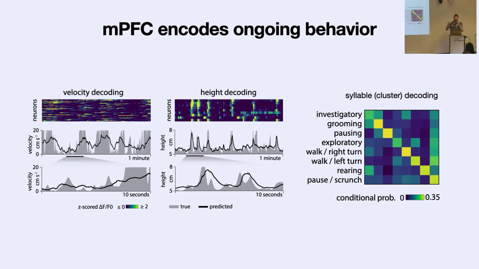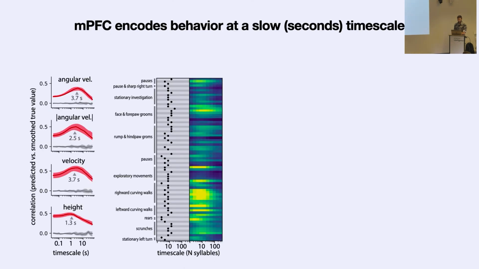Another explanation is that behavior is just encoded everywhere. It's encoded in the visual cortex. It's not surprising that we see it in PFC. There's just a kind of efference copy of everything the mouse does going all over the brain. By the way, you guys should interrupt with questions or comments whenever you want.